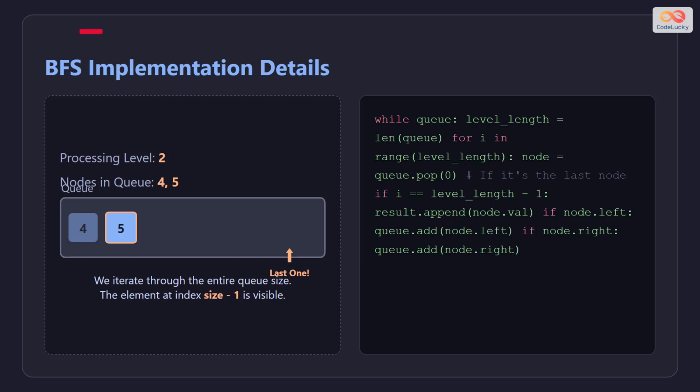Here is how the BFS logic works in code. We use a queue to store nodes. For every iteration of the while loop, we process all nodes currently in the queue. This represents one entire level. As we iterate through the level, we check if the current node is the last one in the sequence. If it is, we add it to our result list.